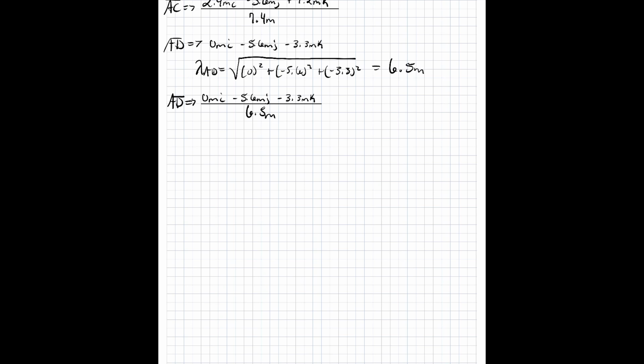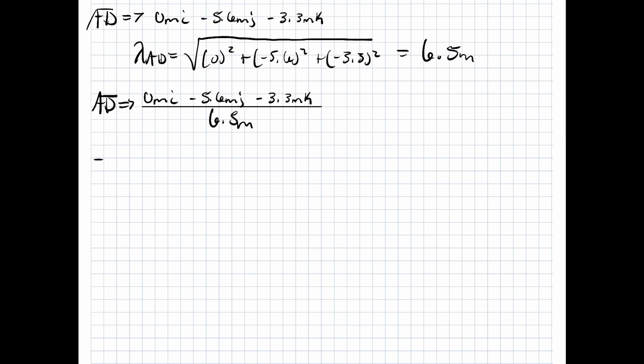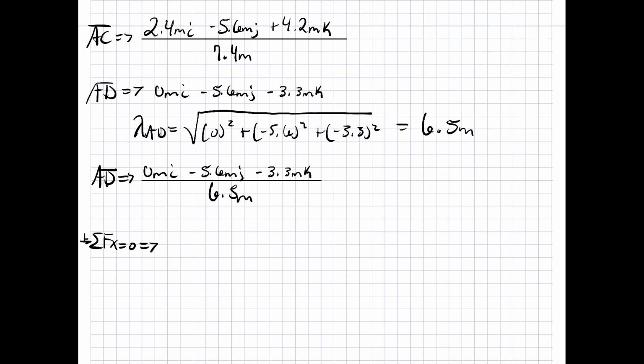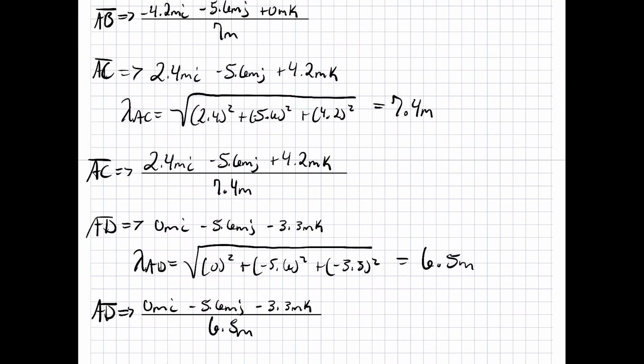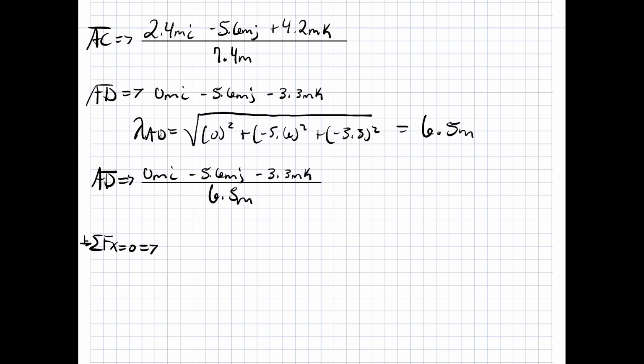Okay, so now we need to do sum of forces. I'm going to go ahead and zoom in a little. So we have our sum of forces in the x direction, all equal to 0. It's going to go positive to the right. So we're going to take all of our I components from tension AB, AC, and AD and put them into sum of forces. So we're going to have a negative 4.2 over 7, I'm actually going to keep the I off, times tension AB plus 2.4 over 7.4, yep, 7.4, tension AC plus 0, tension AD, all equal to 0.